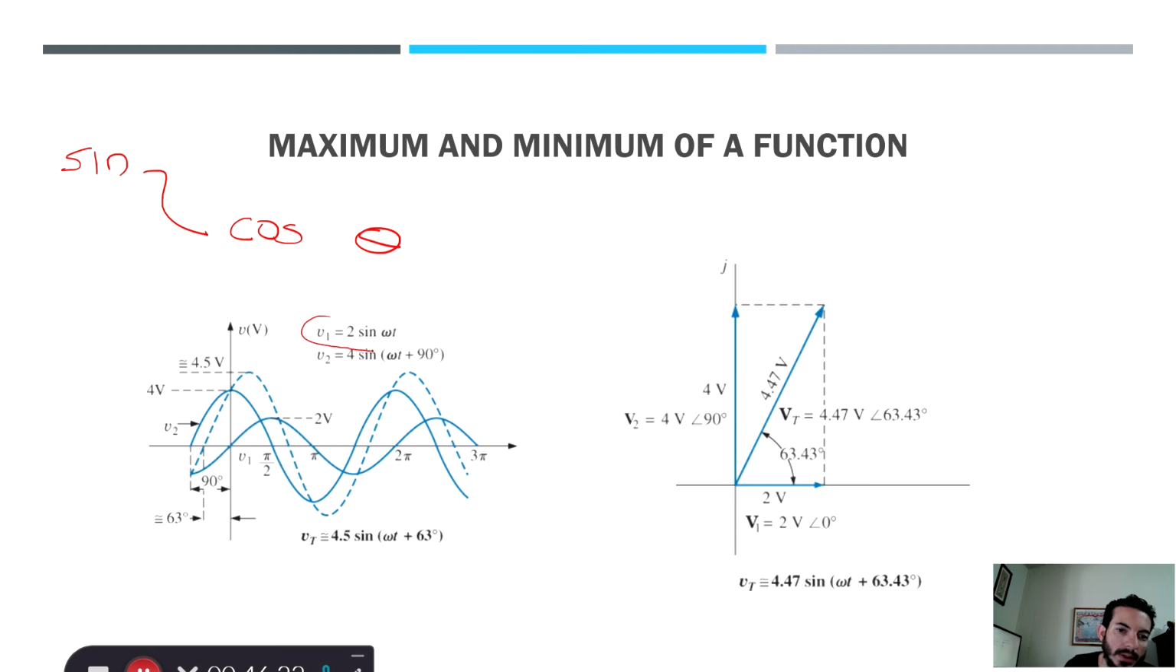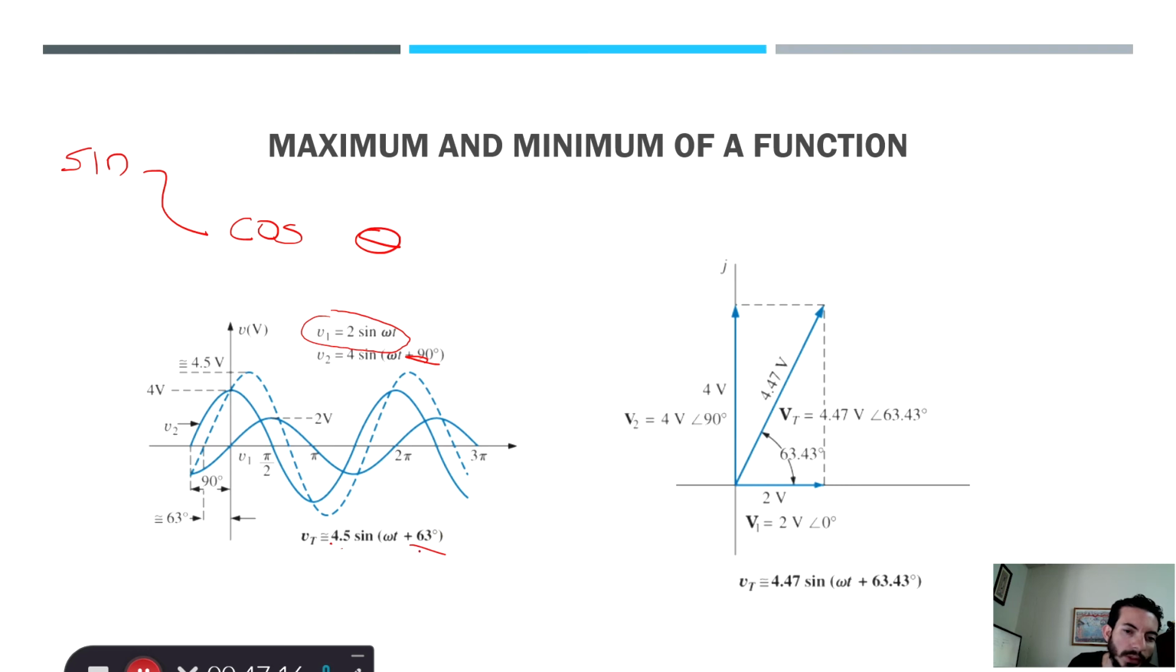So, for instance, if you have V1, a voltage 1, which is 2 sine omega t, but then you have a second voltage that has an offset, in this case both of them cannot be added so easily. In fact, if I give you the answer, it's not intuitive at all, because it's not 2 plus 4 anymore, because there's an offset. It's 4.5. How do you get that 4.5? Well, we actually know how to get it. I'll show you. One is 0 offset, the other one is 90 degrees offset. How come the resultant is 63 degrees?